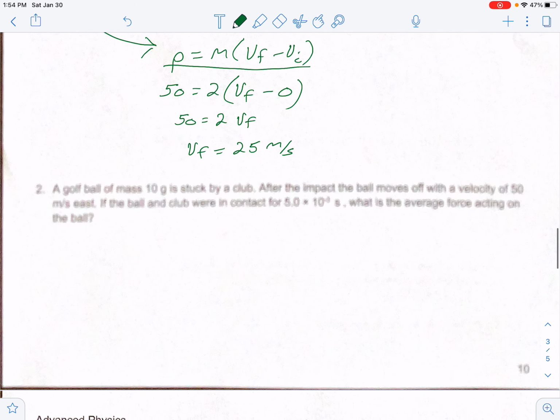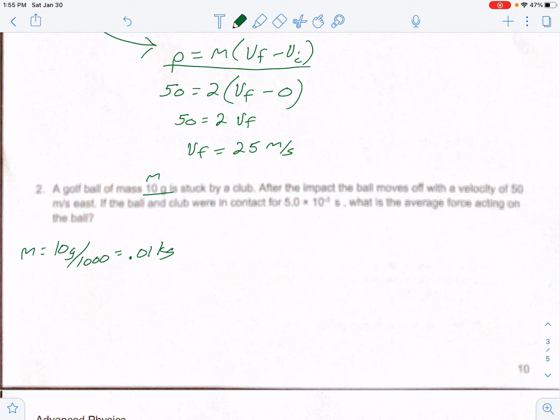Okay, number 2, I have a golf ball with a mass of 10 grams. So here's my mass right here. First thing, I'm just going to write over here, mass equals 10 grams. I don't want 10 grams, I want kilograms. So to convert to kilograms, just divide by 1,000. 10 divided by 1,000 gives me 0.01 kilograms. So make sure you convert that to kilograms. Grams is no bueno.